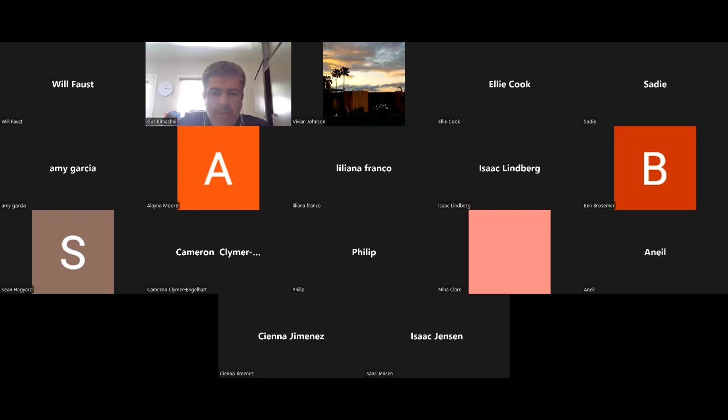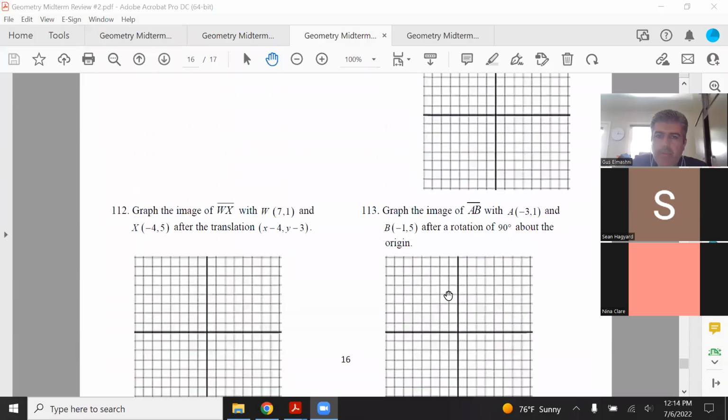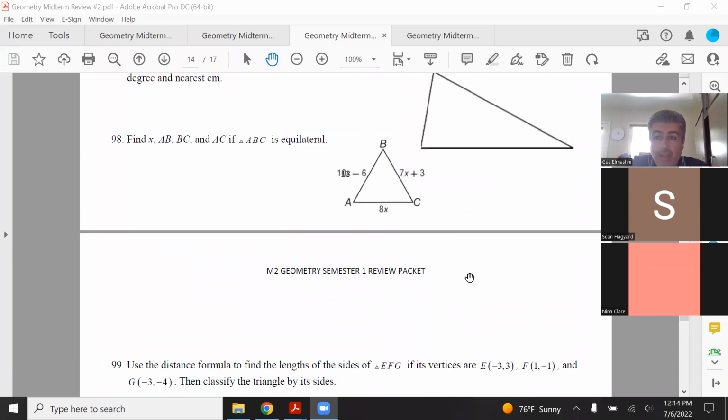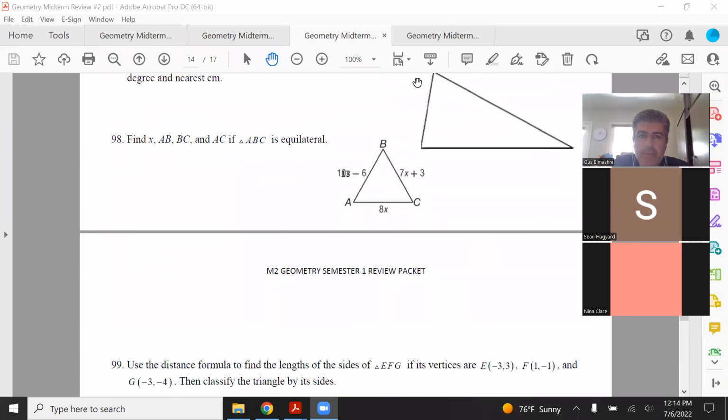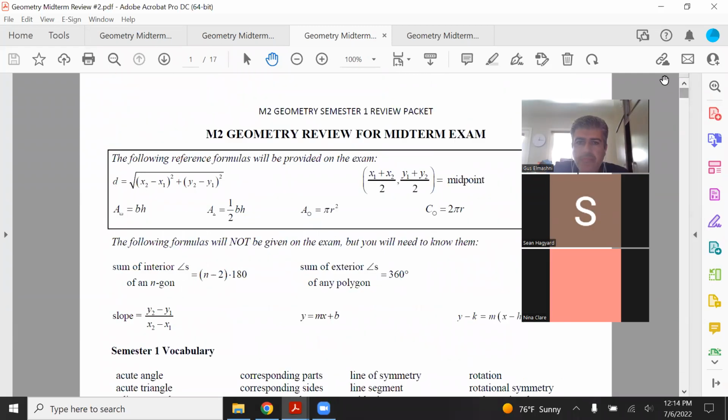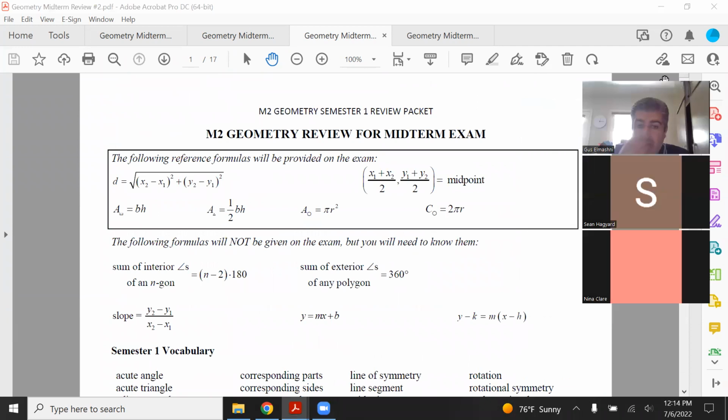Okay, so now we're recording. Let's look at the other two midterms. What I'm going to do is tell you problems that are reasonable for us and those that are not. So I'm looking at the second one that you could download from Schoology. This actually is a really nice reference sheet.